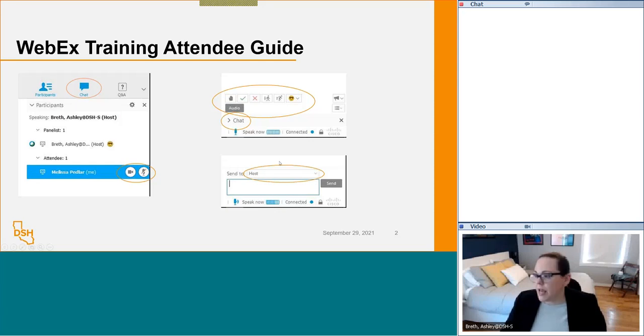The next part of this setup that I want to point out is the chat box. If you make sure this blue chat icon at the top is highlighted, you should have a chat box. If the arrow is pointed towards chat, that means it's closed. So you just click on it, the arrow will point down and it'll pop open your chat window and you can send us messages.